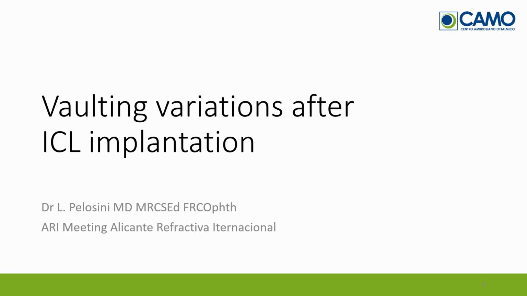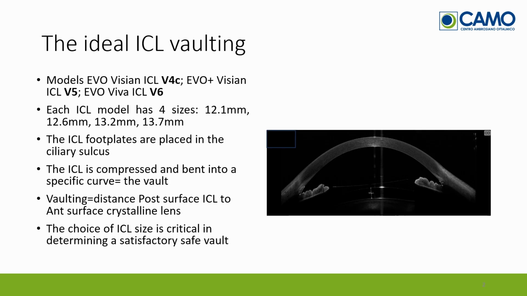Hello, and thank you very much for inviting me to present the vaulting variations after ICL implantation at the IRE meeting. The ICL lenses are available in 3 different models, and each model is available in 4 different sizes: 12.1mm, 12.6, 13.2 and 13.7mm length. The ICL has 4 foot plates that are placed in the ciliary sulcus, so that the ICL lens is compressed and bent, forming a curve.